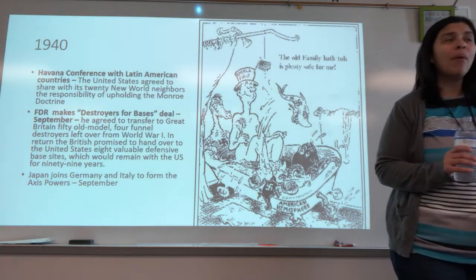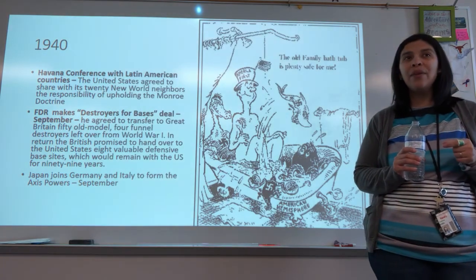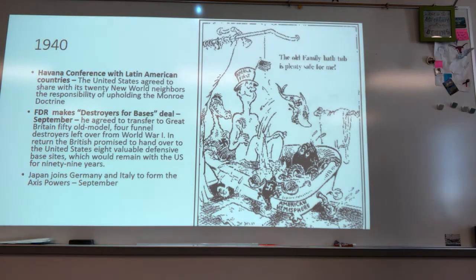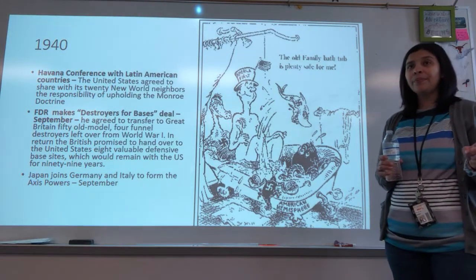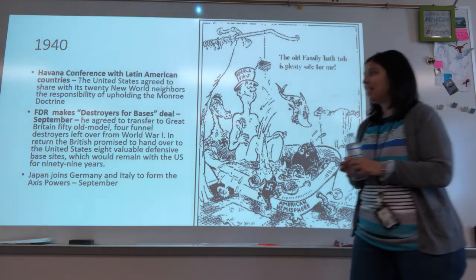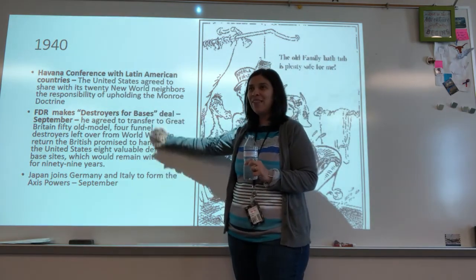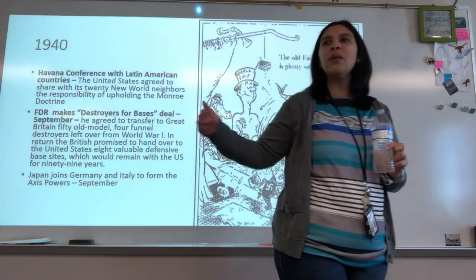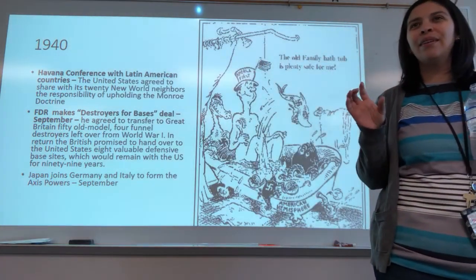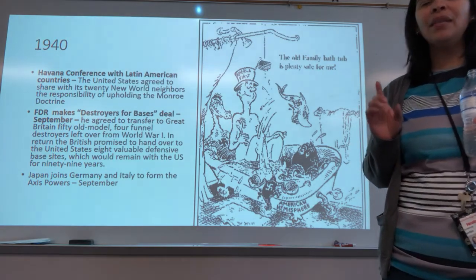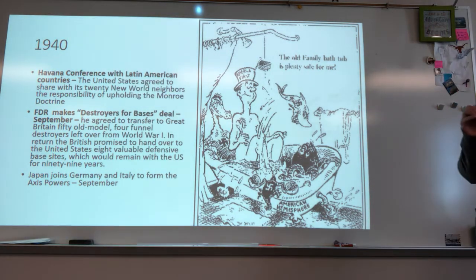The next one is destroyers for bases. Please do not write anything down, because I promise when I read the little explanation, maybe the title will tell us a lot. It says, he agreed to transfer to Great Britain 50-year-old model 4-funnel destroyers left over from World War I. In return, the British promised to hand over to the United States 8 valuable defense base sites, which will remain with the U.S. for 99 years. Looking at this, what are we giving them? Ships. What are they giving us? So doesn't this explain it all? Do you need to write any of this down? So is this fully aiding the allies, or is this transitioning? We're kind of getting involved in a war. Transition. Okay? This is transition. And you'll see why when I get to the one that's fully aiding the allies.